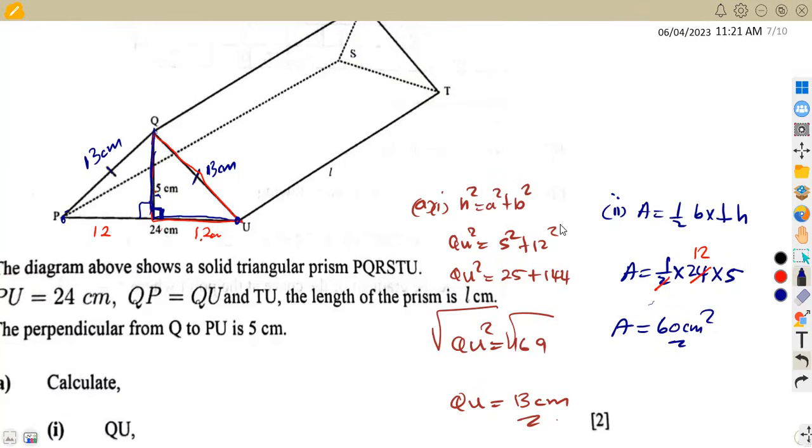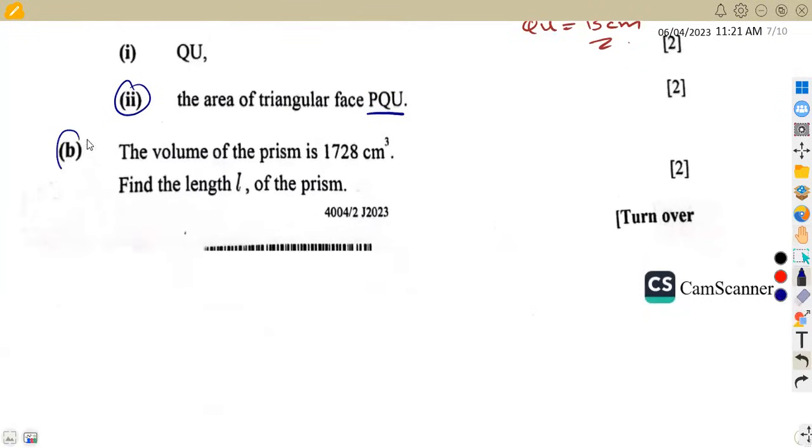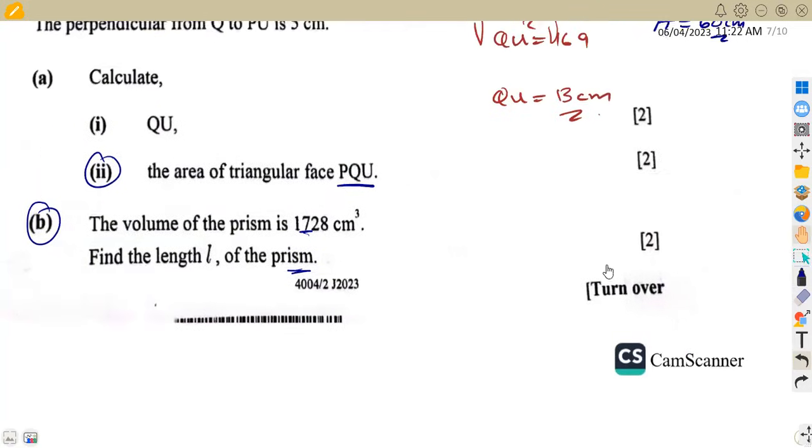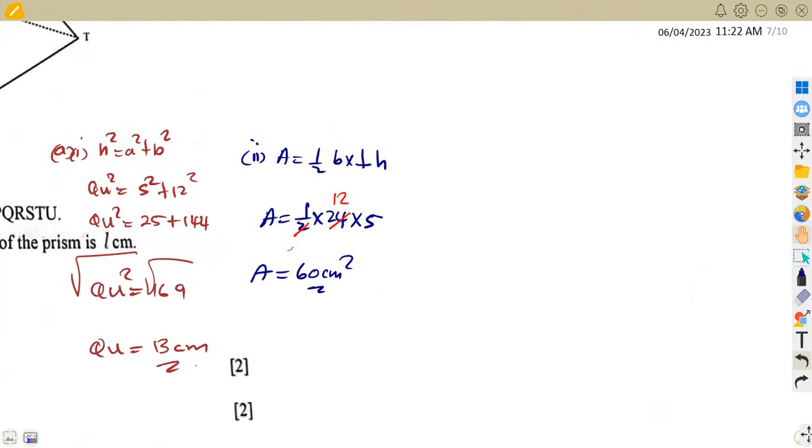It was going to be 60 square centimeters in this case. All right. Then we are now given B to find the volume. The volume of the prism is 1,728 cubic centimeters. Find the length of the prism. Remember, if you are asked to find the volume, what we are supposed to do is find the volume using this condition.